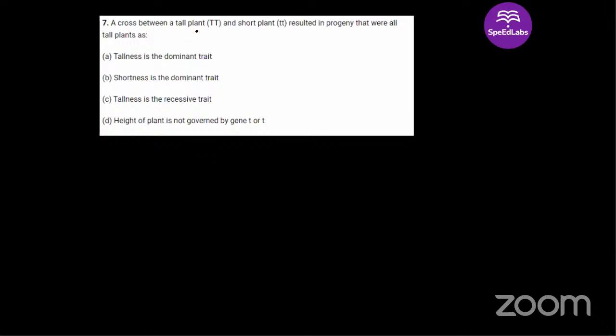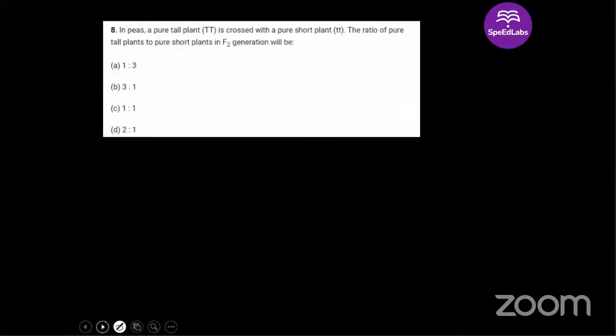A cross between a tall plant and a short plant resulted in progeny that were all tall plants, right? So if we make a cross between these plants, capital T with small t, the F1 progeny that we are going to get is going to have this genotype, capital T and small t. And in the next progeny, what kind of plants are we going to get? We are going to get all tall plants. So what is it representing? It is telling that tallness is the dominant trait. Correct. Next question.